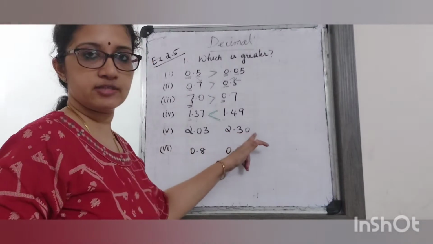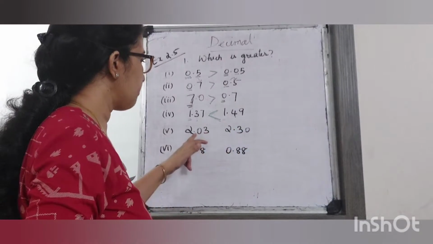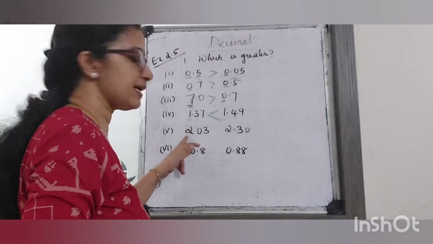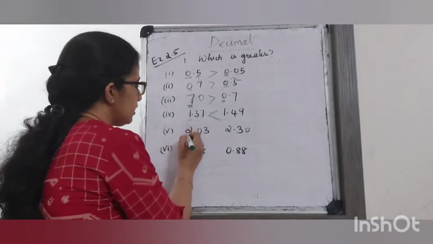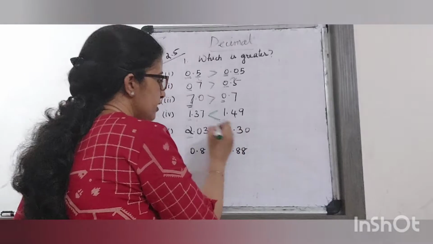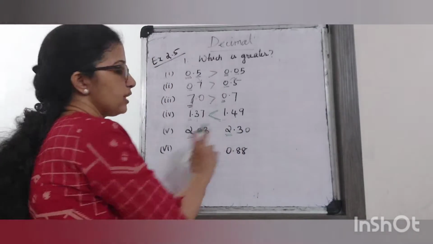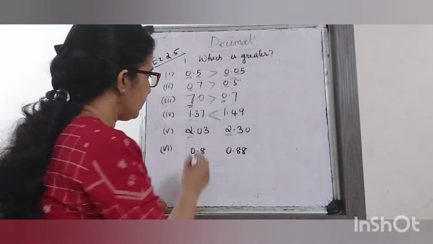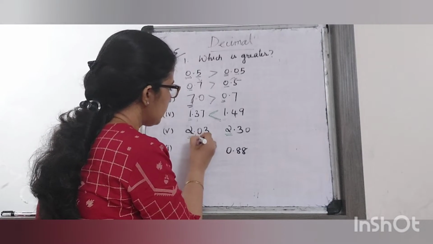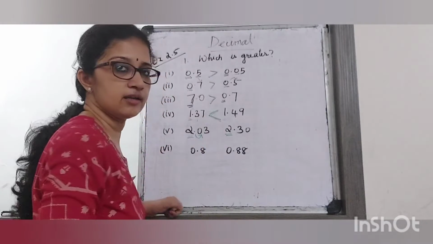2.03 and 2.30. Here also, if we compare the digit towards the left hand side of the decimal point, here it is 2 and here also it is 2. So can we conclude something? No, we cannot conclude anything.